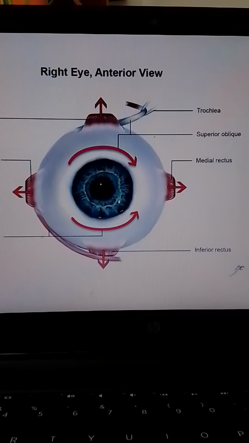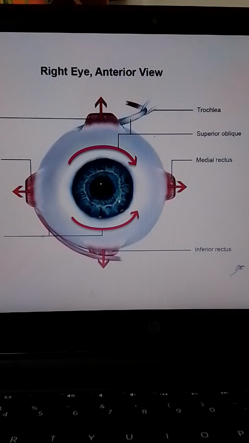This video is to demonstrate the movement of the oblique muscles. There are two oblique muscles, namely the superior oblique muscle and the inferior oblique muscle.